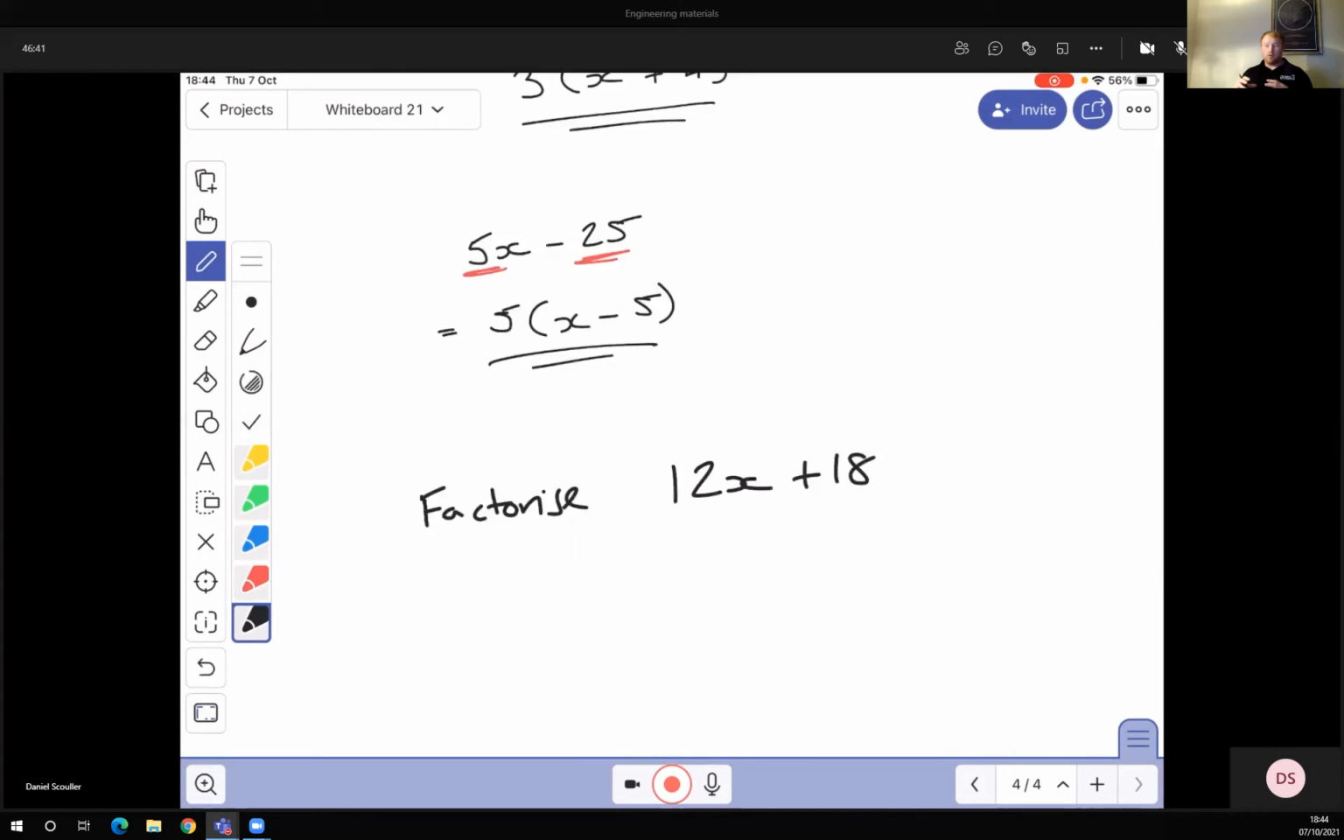Now, what we've done previously is just taking that number in front of the x, and it happens to be that's the highest common factor. In this case, you can't multiply 12 into 18, so that's not the case here. So we need to work through them methodically.